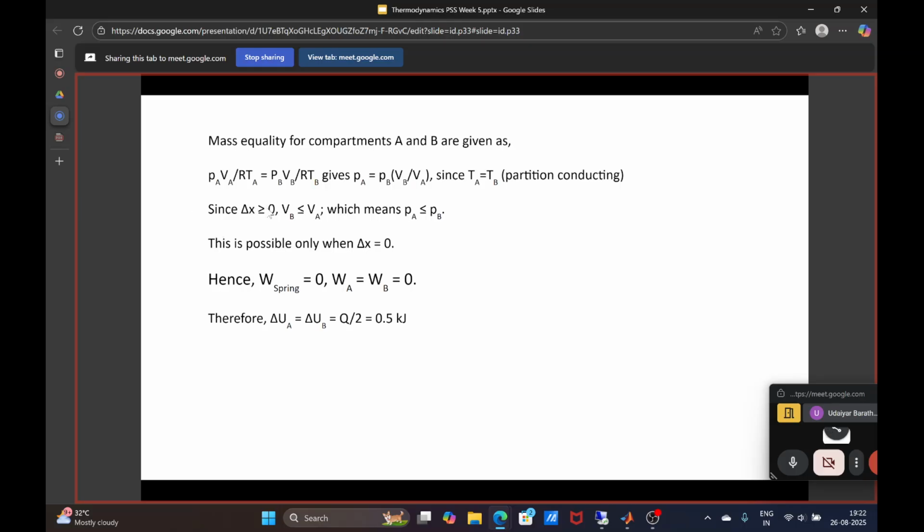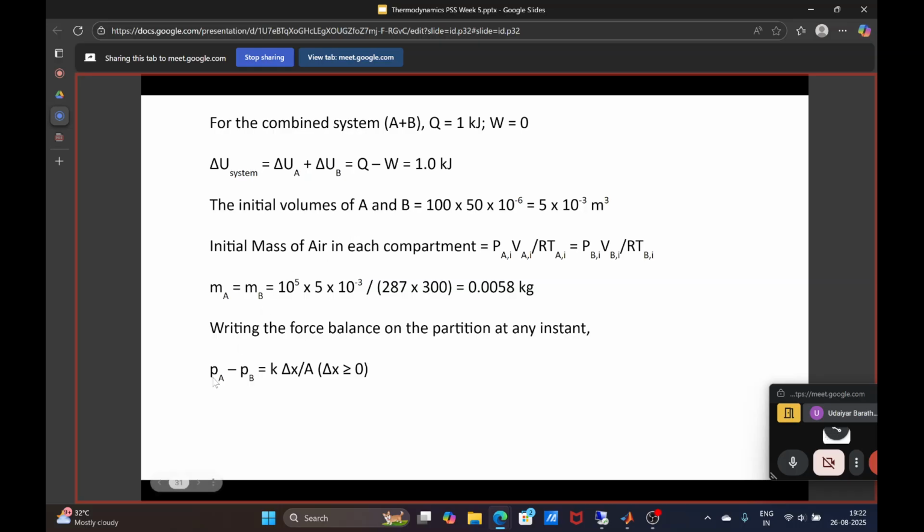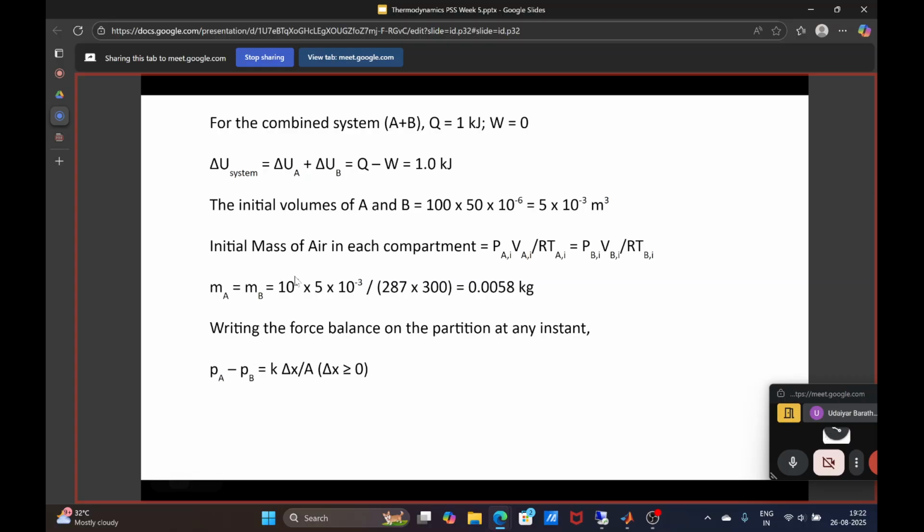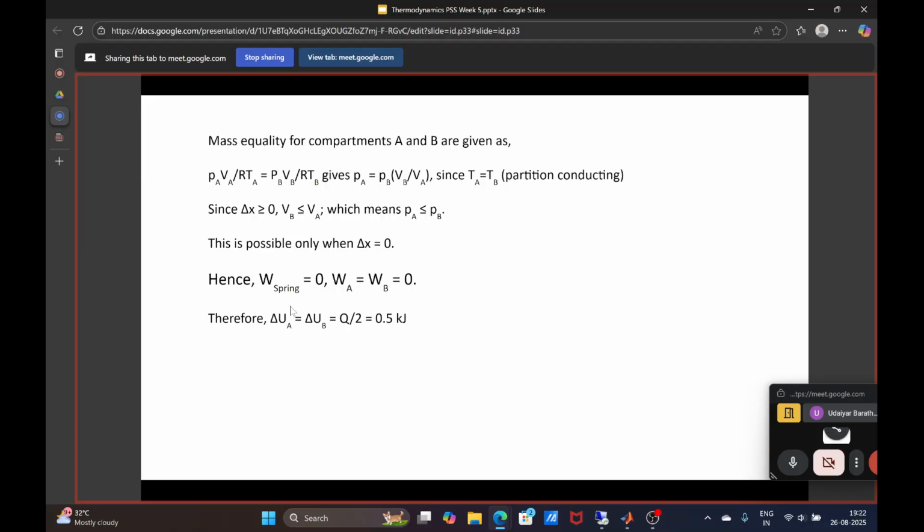If delta x is greater than 0, the volume in compartment A will be greater than the volume in compartment B. If volume of A is greater than volume of B, the pressure of compartment A will be less than the pressure in compartment B, from this mass balance expression. If pressure in compartment A is less than B, it says delta x is negative, which is contradictory. What we assumed is delta x is positive, but here it's coming out negative. So this is not possible.